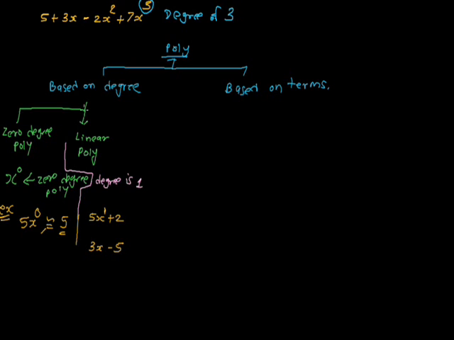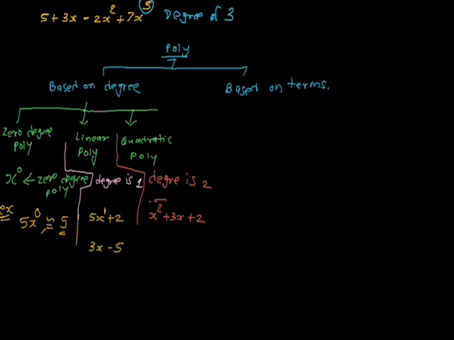Then next is quadratic polynomial. In this, the degree of the polynomial is 2, for example x square plus 3x plus 2. The highest index is 2, and we can say that this is a quadratic polynomial.